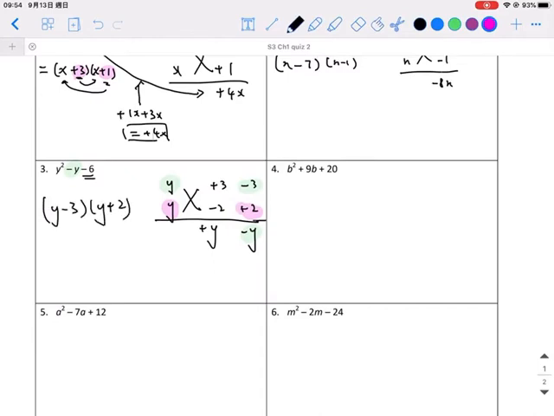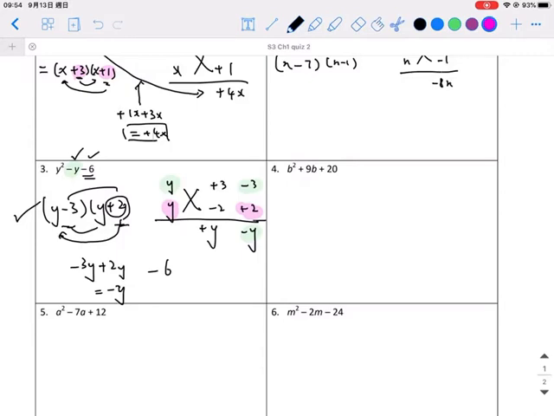For this question you can check the answer. First of all, negative 3 times negative 2, just expand it. It will become negative 6, so the first term is correct. And the second term is negative 3 times negative y, that means negative 3y, and positive 2 times y is positive 2y, and you get negative y. So you match the other one, so this answer is correct.